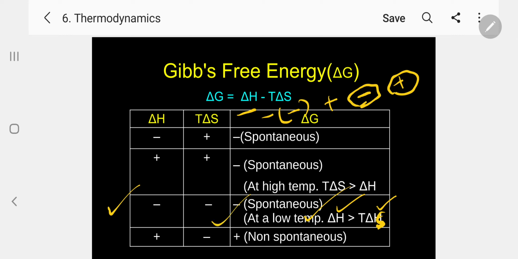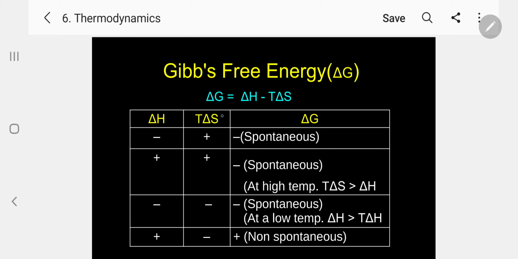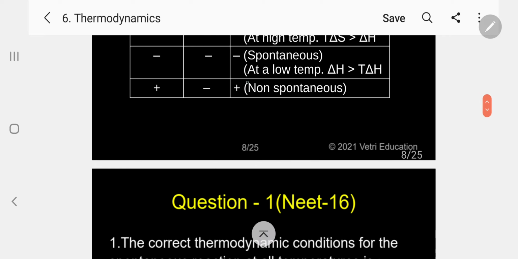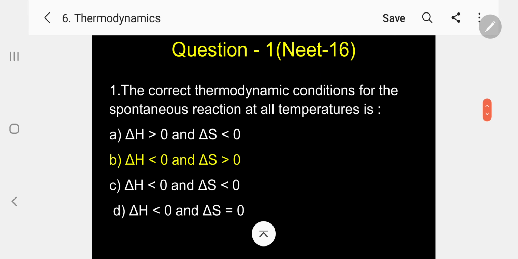Lastly, for endothermic reactions, again take delta H positive and delta S negative. So minus into minus is plus, so plus plus. So it is always non-spontaneous. For an endothermic reaction, if delta S is negative, it is non-spontaneous. So all conditions we have discussed. Now you can go for the questions. It will be easy for you.